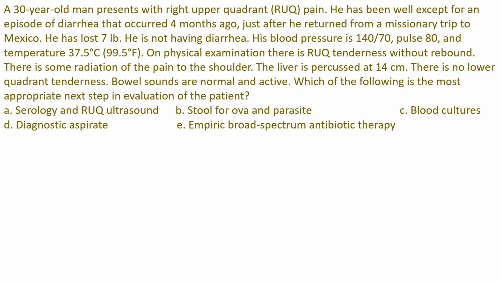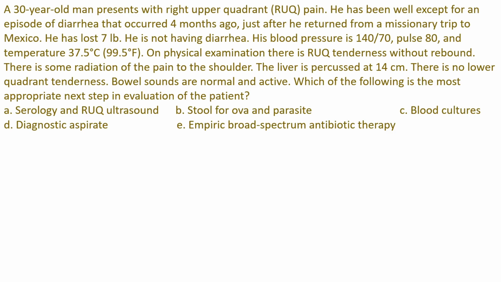A 30-year-old man presents with right upper quadrant, RUQ, pain. He has been well except for an episode of diarrhea that occurred 4 months ago, just after he returned from a missionary trip to Mexico. He has lost 7 pounds. He is not having diarrhea. His blood pressure is 140/70, pulse 80, and temperature 37.5 degrees Celsius, 99.5 degrees Fahrenheit.